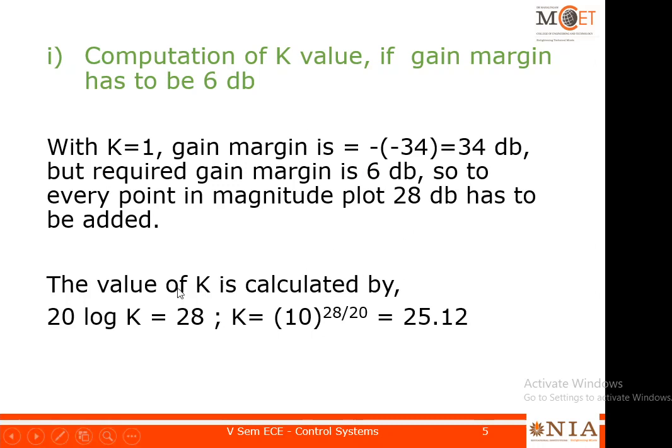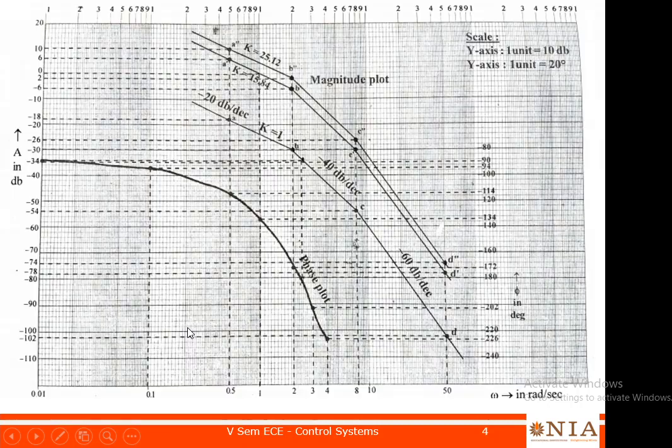Note down that 28 dB and come back to the calculation part. So 20 log k is equal to 28. Substitute 28 in this formula. You will get the value of k. So log k is equal to 28 by 20, and k is equal to 10 power 28 by 20. So you got it as 25.12. Just get the value of k mathematically, that is enough. You need not shift the graph here.